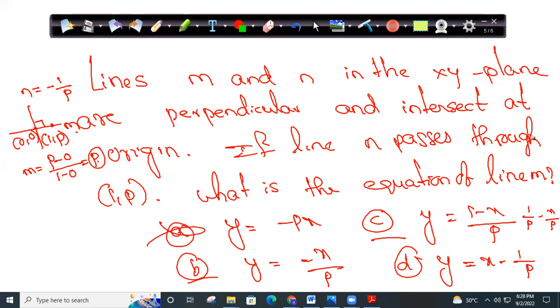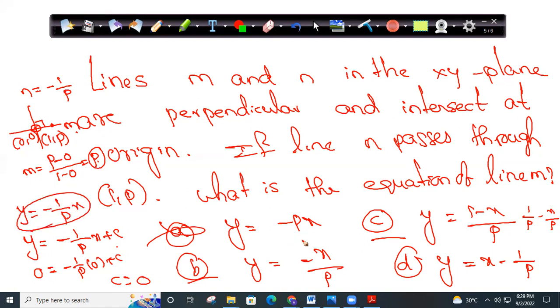So now I need to find c. y is equal to minus 1 by p x plus c. To solve for c, I need to know one point. Clearly, the line is passing through (0, 0). So 0 is equal to minus 1 by p into 0 plus c. Therefore, c equal to 0. So equation of line is y is equal to minus 1 by p into x, which is option B.